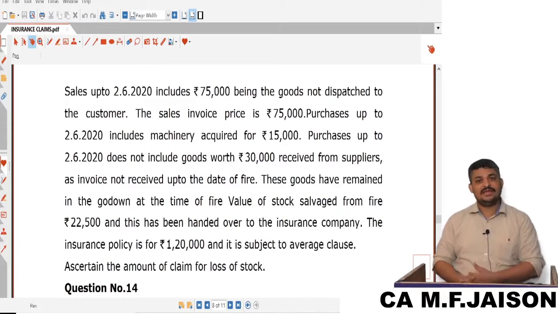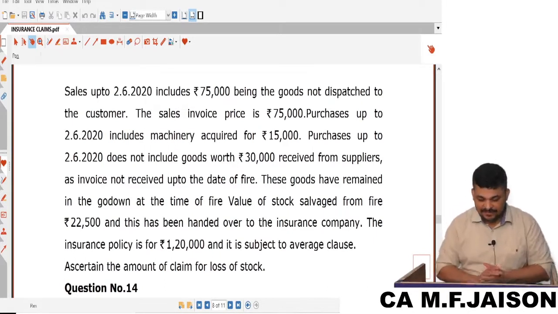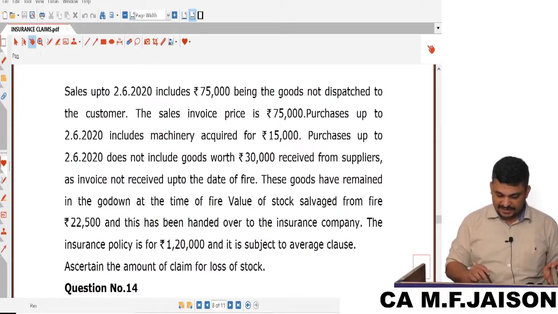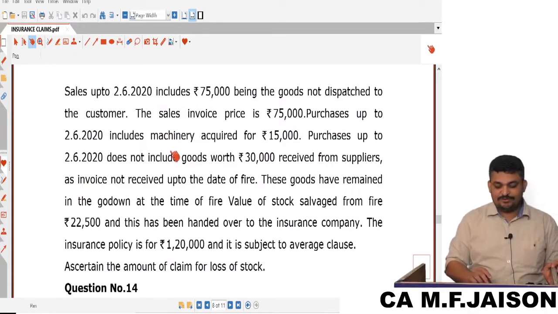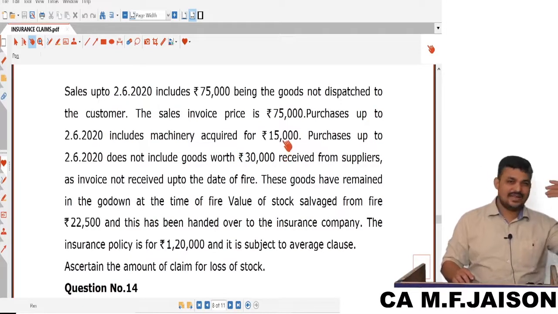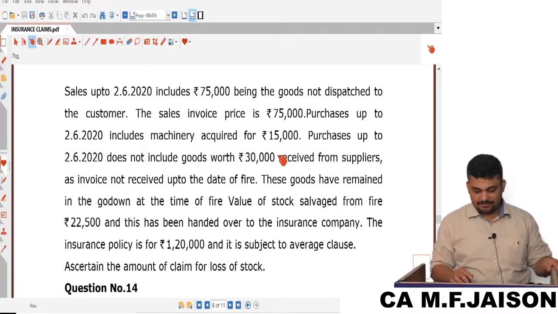Deduct from sales. Less from sales. Deduct from sales. That is how you should be understanding. Purchases up to 2nd June 2020 includes machinery purchase for 15. Machinery is a straight away deduct part. It is a capital expenditure.